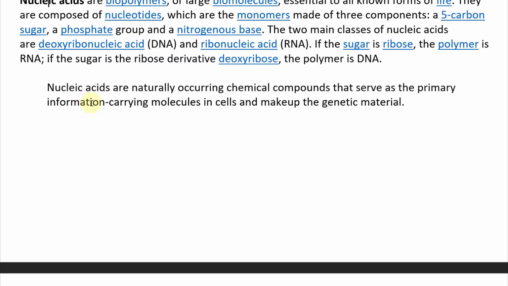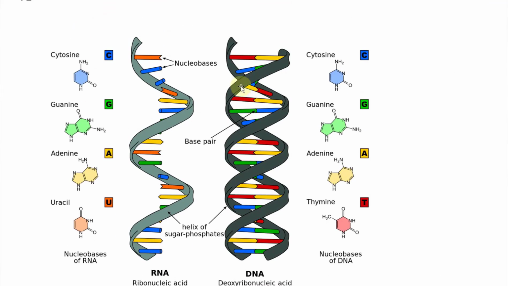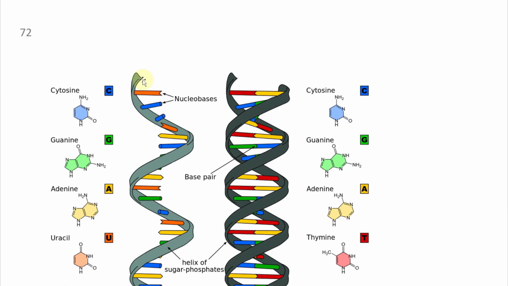So nucleic acids are naturally occurring chemical compounds that serve as primary information-carrying molecules in cells and make up the genetic material. Let's continue further. So here is an illustration of a comparison between RNA and DNA. So here is how it looks.